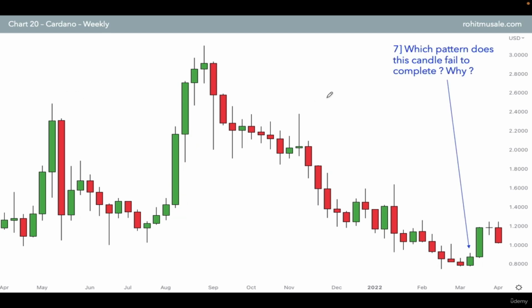Number 7, which pattern does this candle fail to complete and why? This candle fails to complete a bullish engulfing pattern. Well, technically it has completed a bullish engulfing pattern, but ideally for a bullish engulfing pattern, you would want to see a tall second candle, not like a spinning top that you have here.